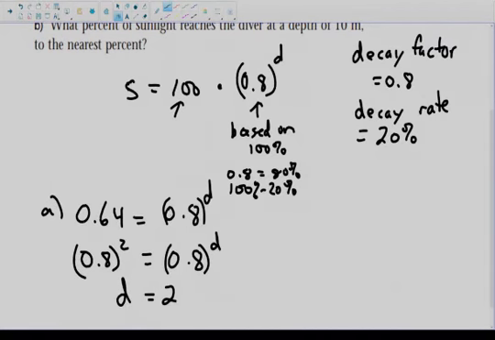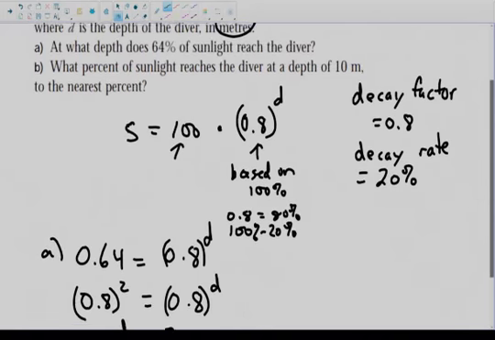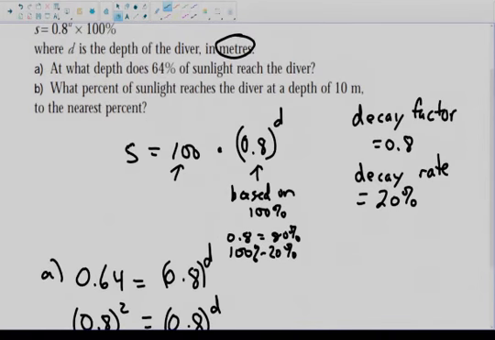So, this won't always happen. It won't always be easy like this, where you can change one side's base into the other. And that's why we're going to need a logarithm. But this one works quite well. We drop the bases, and we get D is equal to 2. So after 2 meters, if we answer the question, at a depth of 2 meters, we end up with 64% of the sunlight reaching the diver.